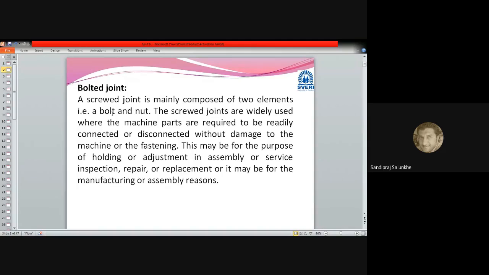Okay, so already I have explained to you that these threaded joints or screwed joints or bolted joints are widely used in the mechanical sector. Why? Because they easily connect and disconnect two different parts. But if you look in detail, the two separate parts of this joint are nothing but the nut and bolt, and that nut and bolt is the important part.